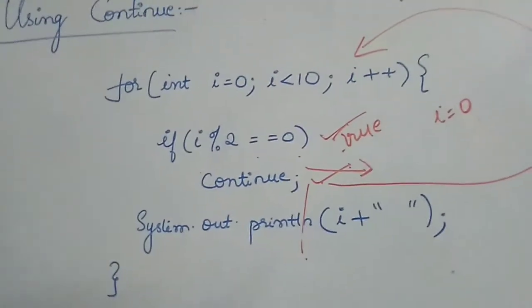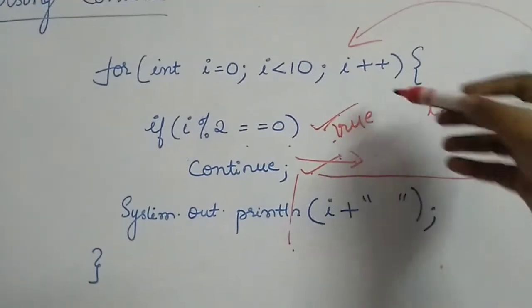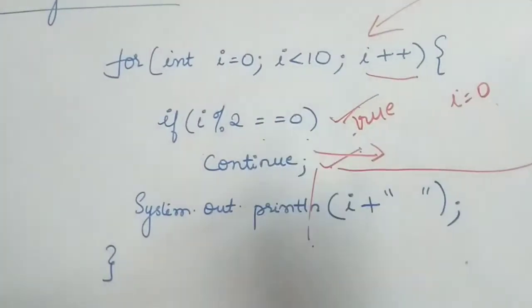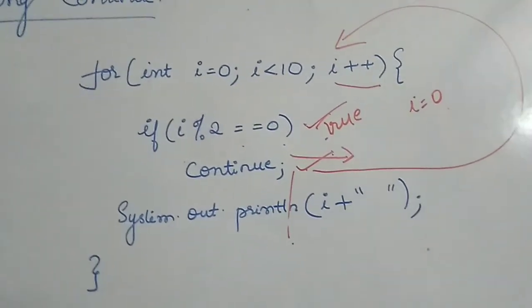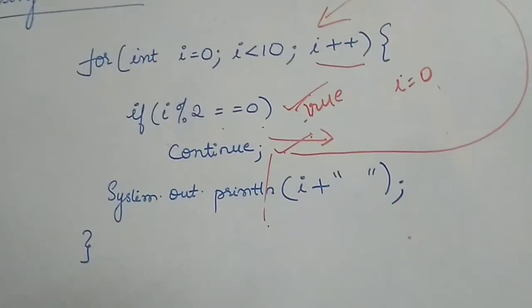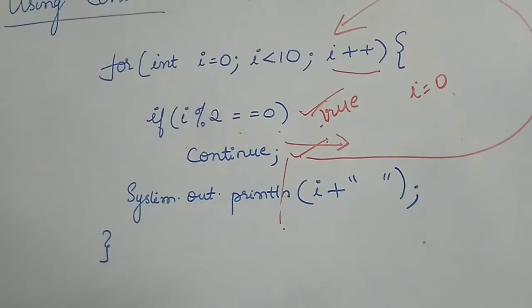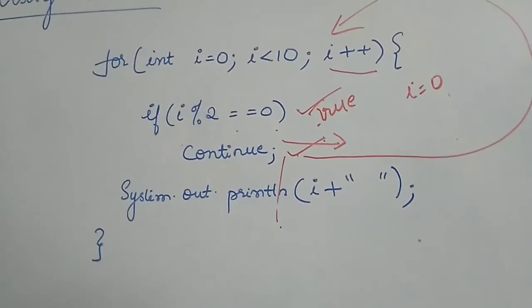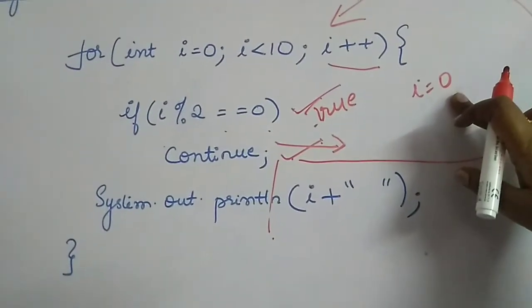Okay, so it goes to the next iteration, and the next iteration happens after i is incremented, the updation of the loop counter variable happens, and then the condition is checked and all that will happen. But the point is this. Whenever there is a continue in the program and JVM sees a continue, it will skip the rest of the statements in the current iteration and go to the next iteration. That's the use.